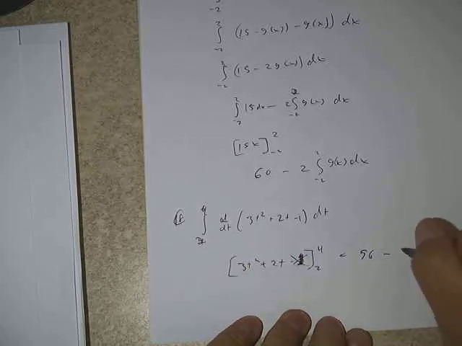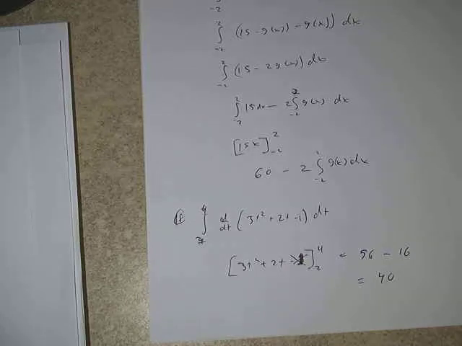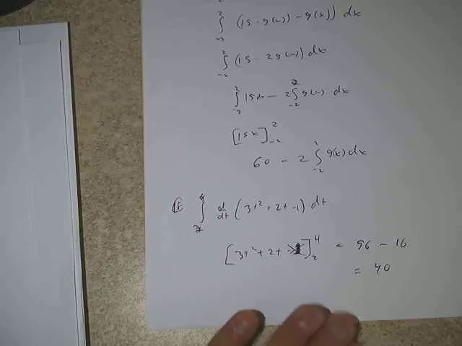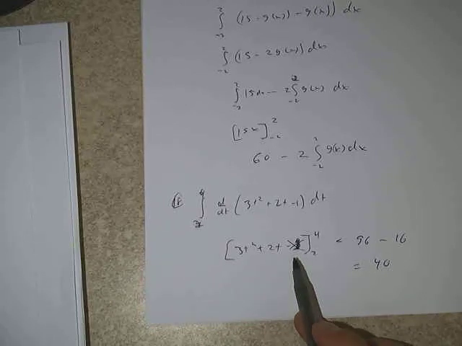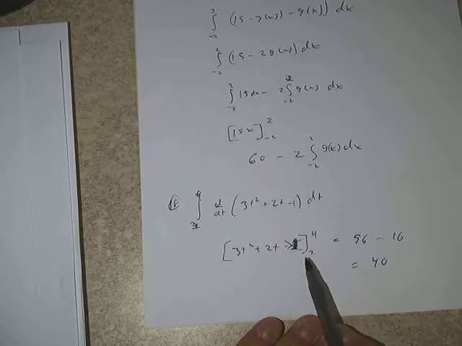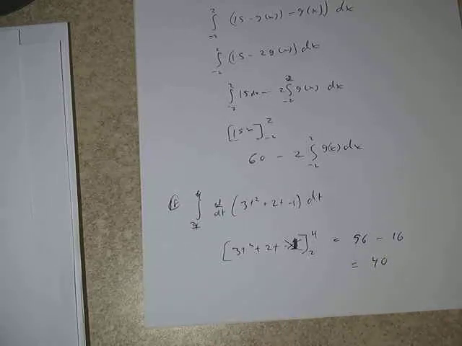If we put in our 4 here, we're going to get 16 times 3, which is 48. 48 plus 8 would be 56. And putting a 2 in there, we get 4 times 3, which is 12, and 12 plus 4 would be 16. And so we ultimately get 40. If you do it with the minus 1 in, you still get 40. Why would that be? Why would it not matter if we kept the 1 in there or not?